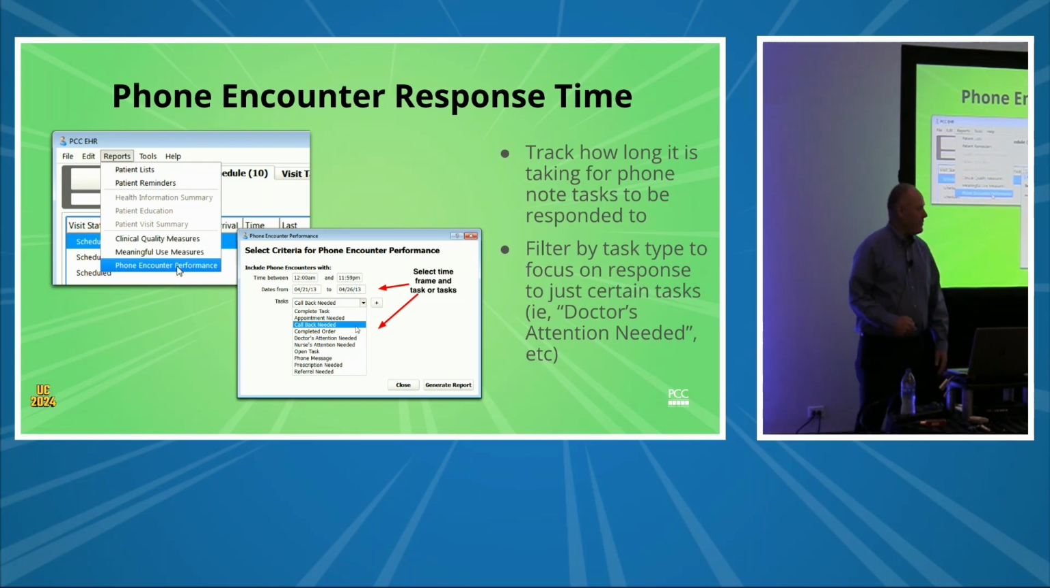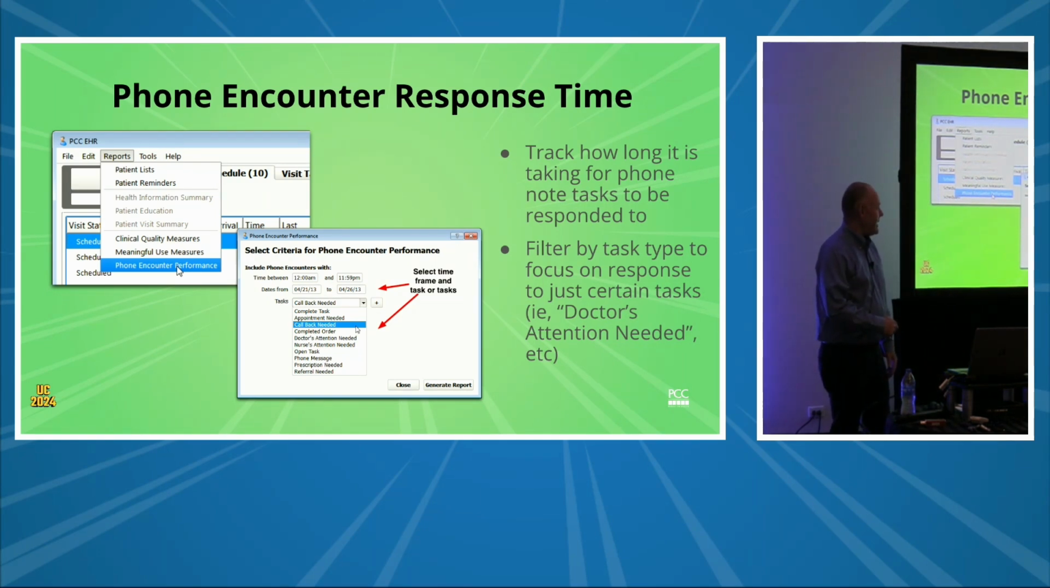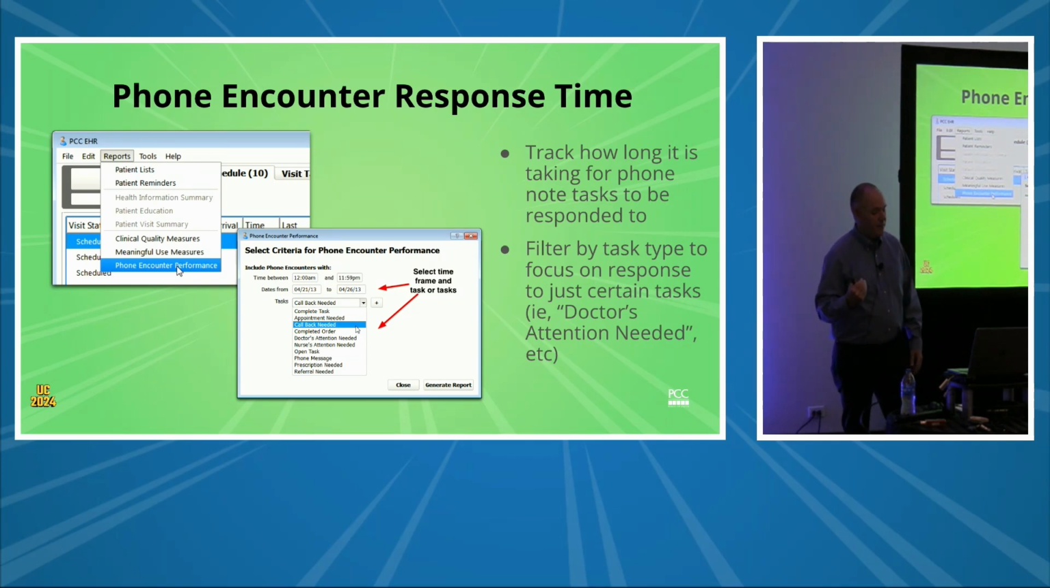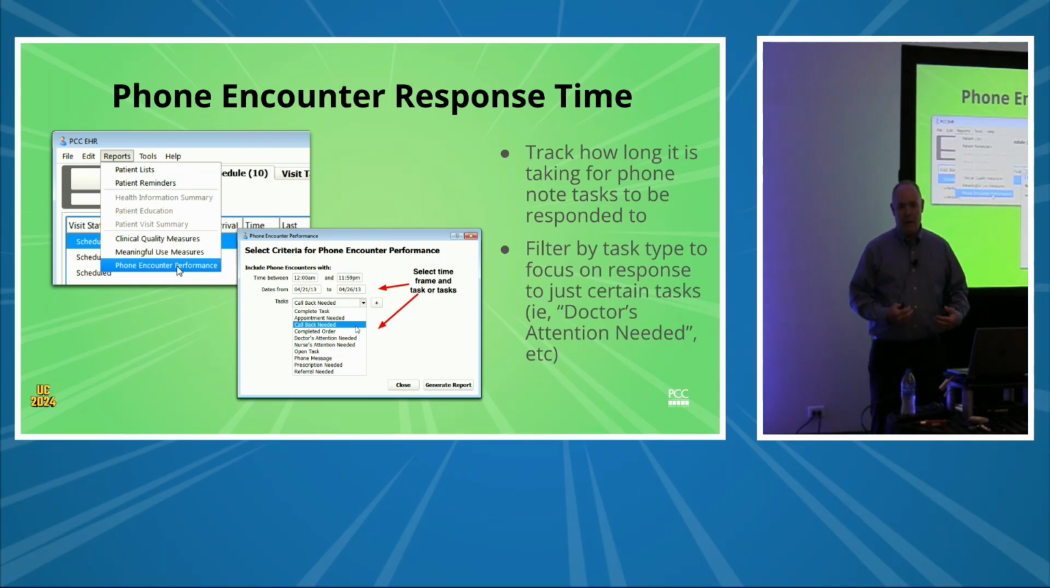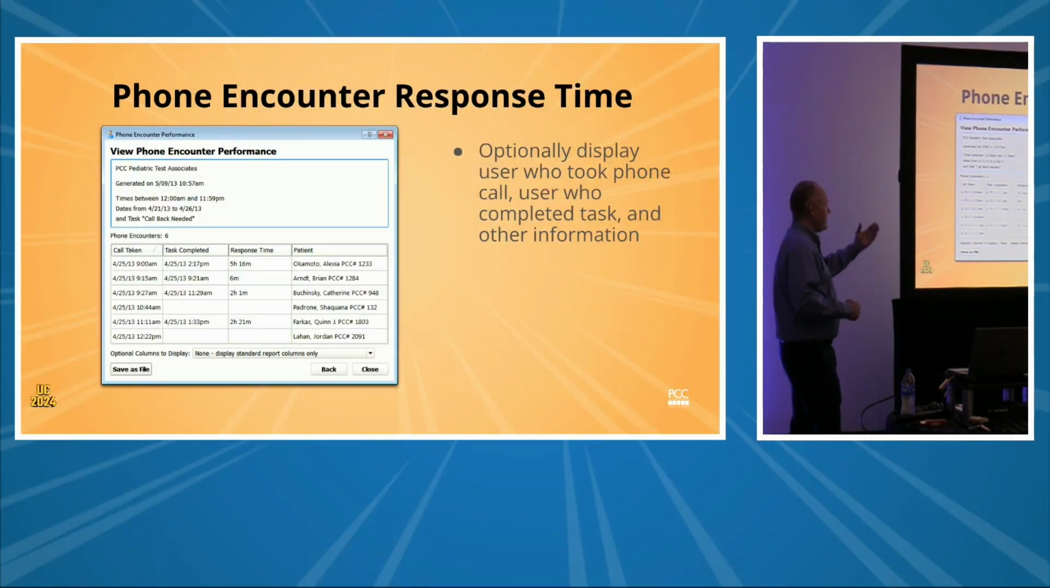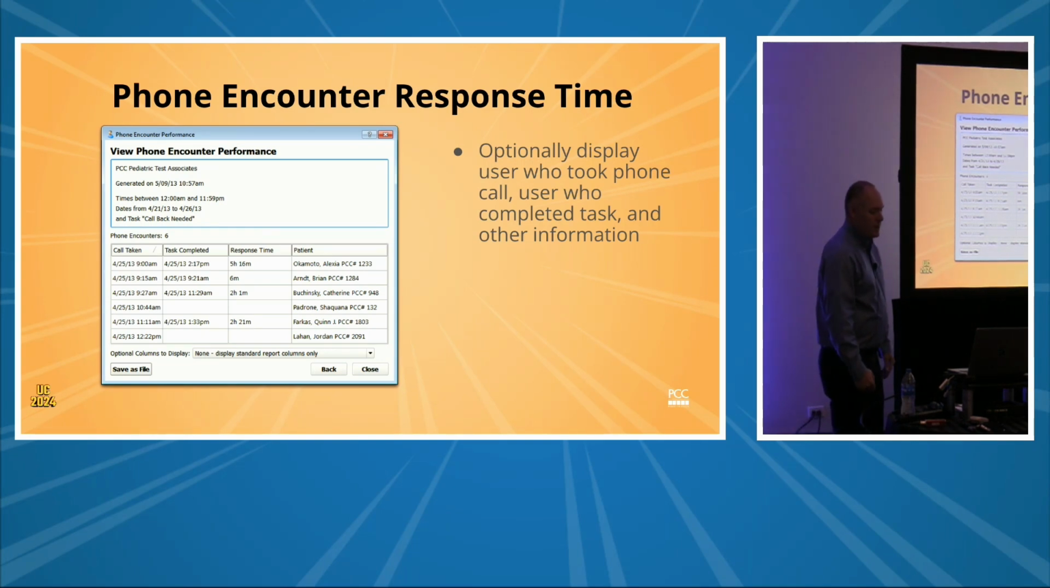When you run this report, you'll see a criteria page like this where you can specify a time frame, a date range, and then some task types that you may want to see response time for. So you would select tasks related to the need for callbacks, like doctor's attention needed or callback needed or something like that. And this is the output of that report. When you run it, you're going to see just a list of phone calls with some information about task completion time, or the first task related to the phone note, completion time and response time.